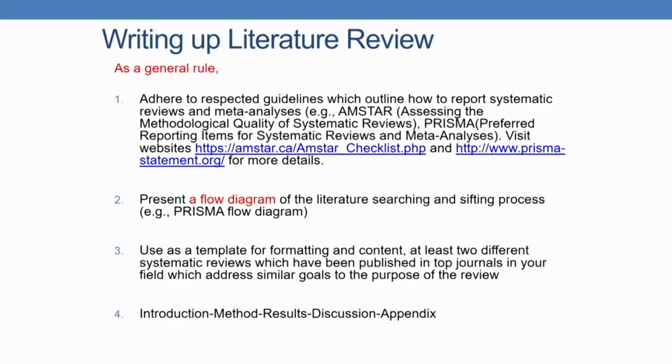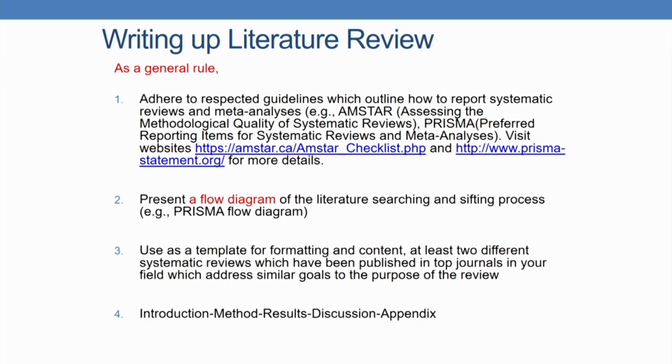Now, writing up the literature review based upon the systematic review of literature is also extremely important. As a general rule, we should adhere to the respected guidelines which outline how to report systematic reviews and meta-analysis. For example, there is AMSTAR for assessing the methodological quality of systematic reviews, or PRISMA, preferred reporting items for systematic reviews and meta-analysis. I would urge the students to visit the websites that are mentioned on the page for more details, which provide checklists of how to ensure we have carried out a proper systematic review of literature.